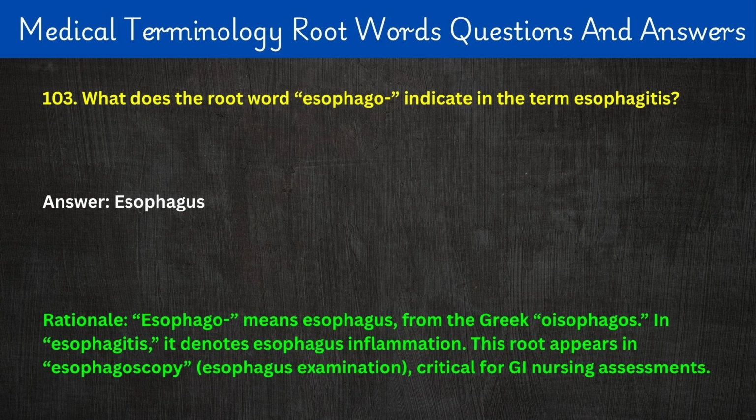103. What does the root word esophago- indicate in the term esophagitis? Answer: esophagus. Rationale: Esophago- means esophagus, from the Greek oesophagos. In esophagitis, it denotes esophagus inflammation. This root appears in esophagoscopy, esophagus examination, critical for GI nursing assessments.